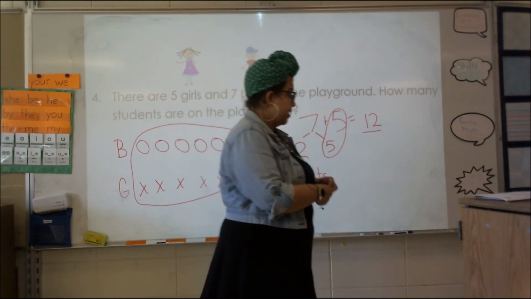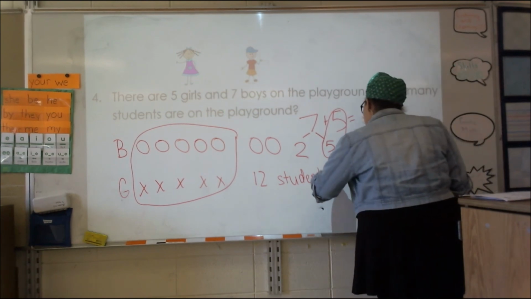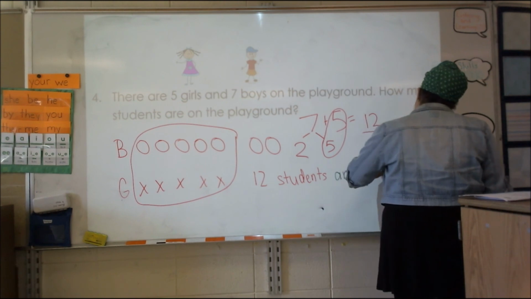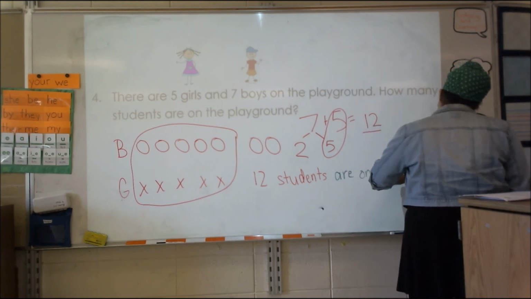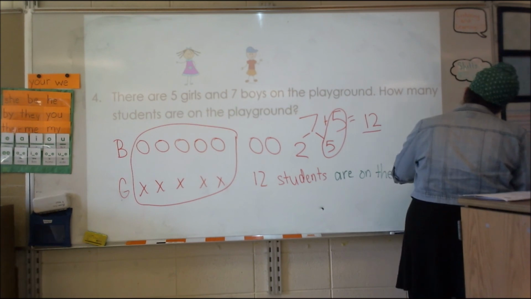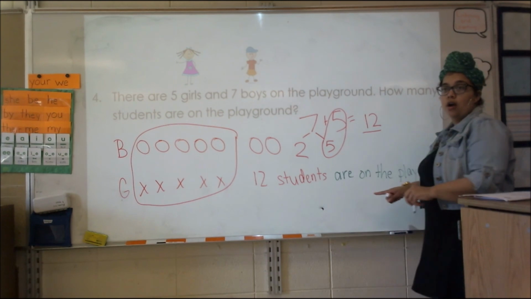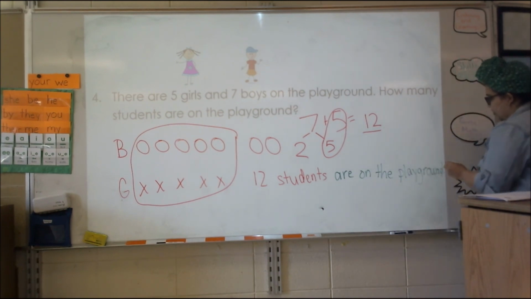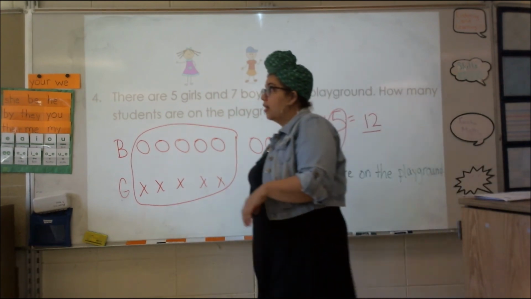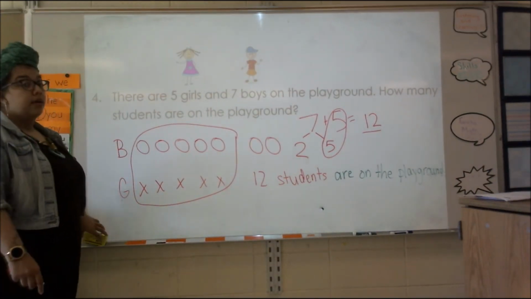All right, that is our number and our word. 12 students are on the playground. That gives us our complete sentence answer. But if we don't have all of it, then we don't have the right answer. Then we haven't done the whole problem.